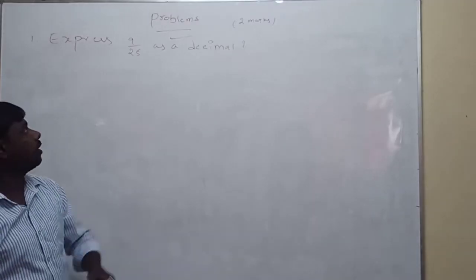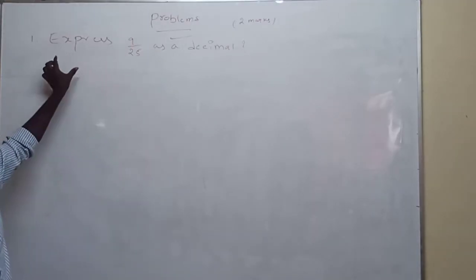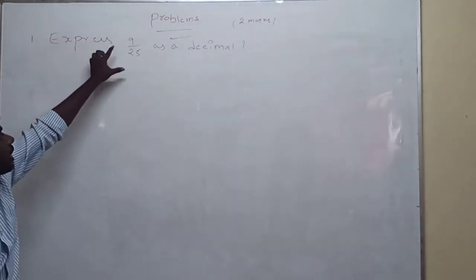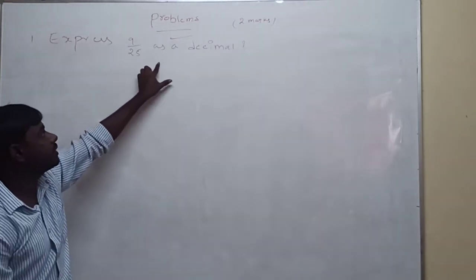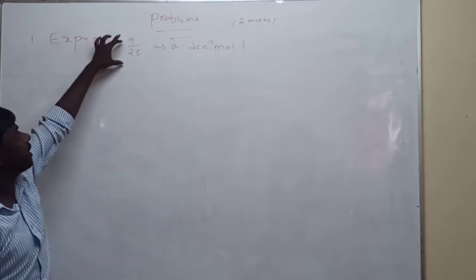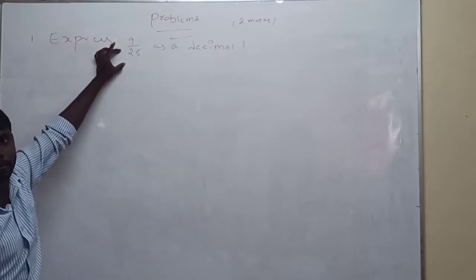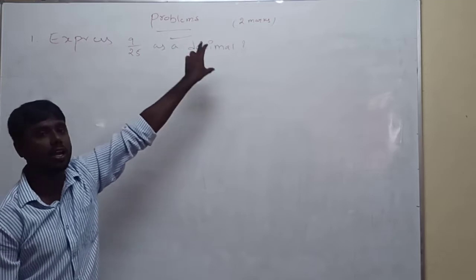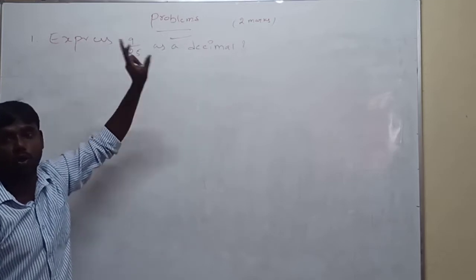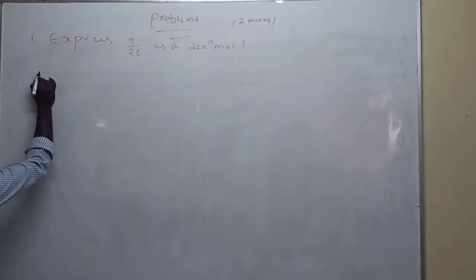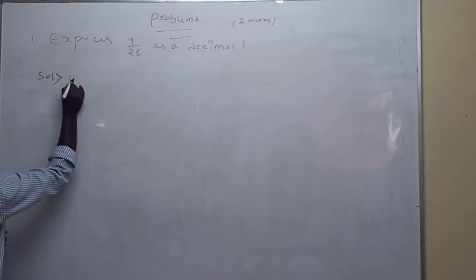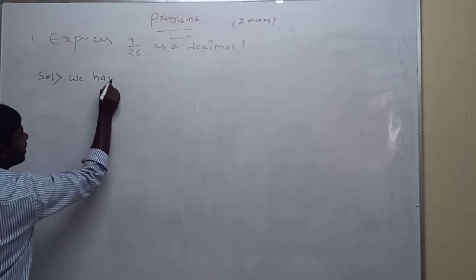Now we are going to the problems. So what is the first question? Express 9/25 as a decimal. So 9/25 is a rational number. To convert the rational number to a decimal, you have to listen carefully. So, solution. What is the given rational number?